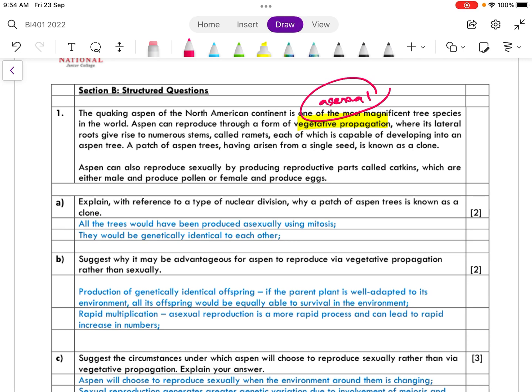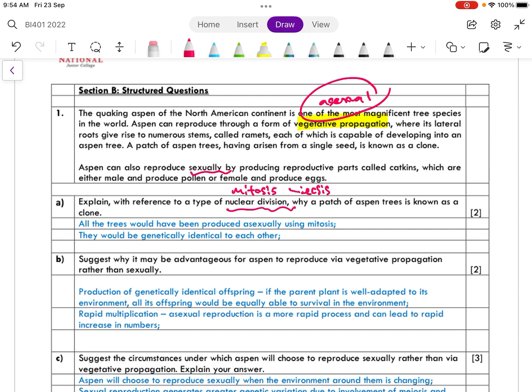They also say that the aspen tree can reproduce sexually also. So this is interesting. The tree can reproduce both asexually and sexually. So question A. Explain with reference to a type of nuclear division. There are 2 types, mitosis and meiosis. Why a patch of aspen trees is known as a clone.